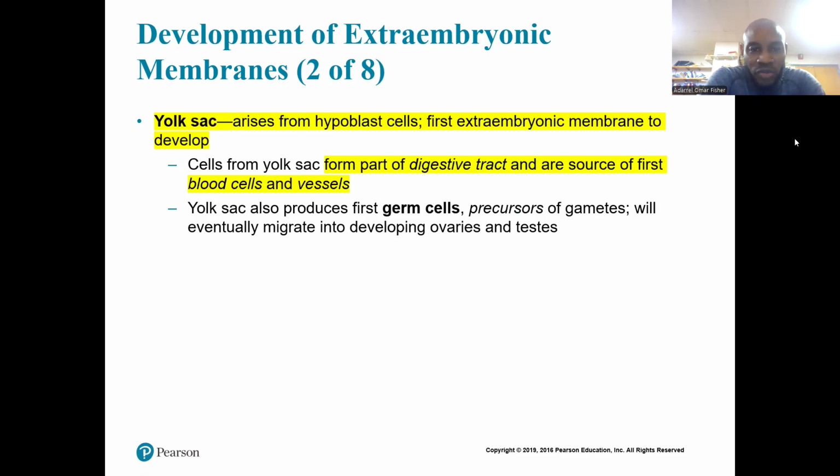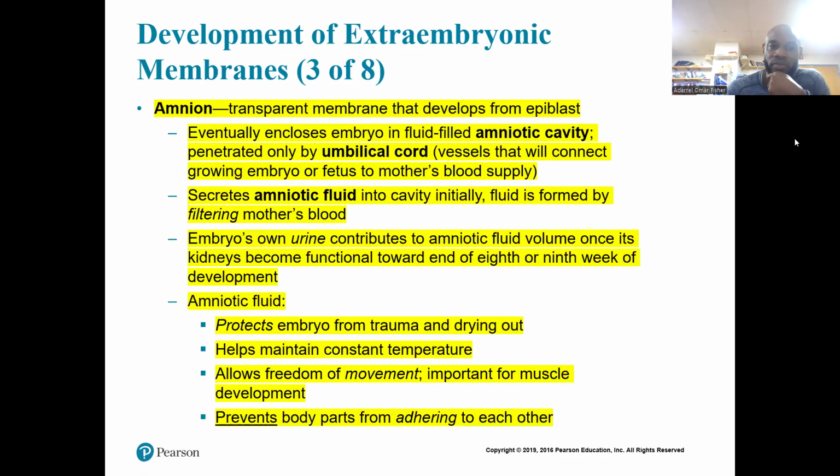The yolk sac arises from the hypoblast cells and is the first extra embryonic membrane to develop. Cells from the yolk sac form part of the digestive tract, and are the source of the first blood cells and vessels. Got to have nutrients. It also produces germ cells, precursors of gametes, which will eventually migrate into the developing ovaries and testes.